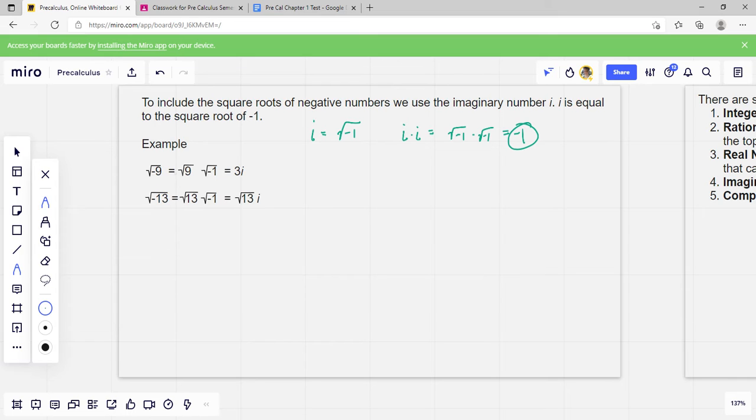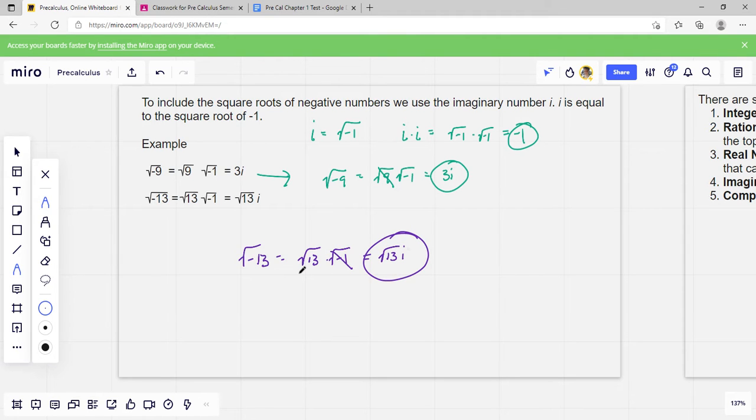Alright, so the square root of negative 9. What we're going to do is break these apart. The square root of negative 9 is equal to the square root of 9 times the square root of negative 1. Then we can pull this out of its square root. That's going to be 3, and the square root of negative 1 is i, so we get 3i. Alright, the square root of negative 13 would be the square root of 13 times the square root of negative 1. We can't do anything with the square root of 13, so we're going to leave that. But this we can turn into i. And you notice how i is not underneath that radical symbol.